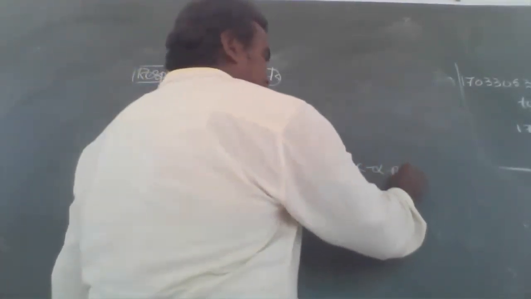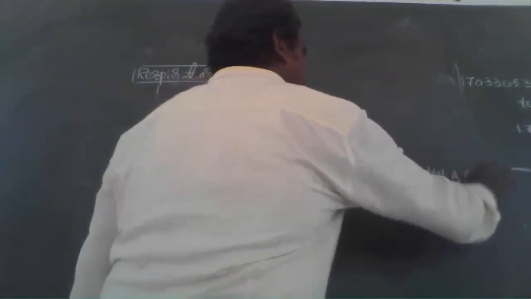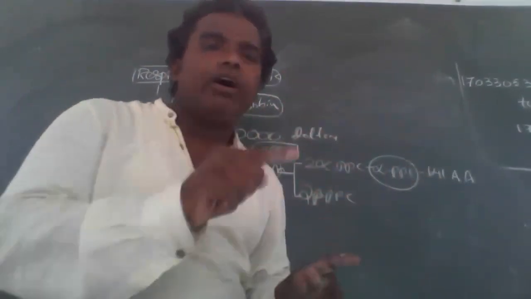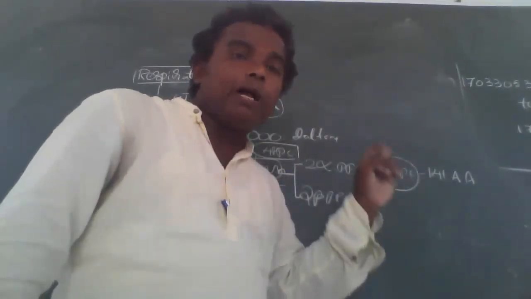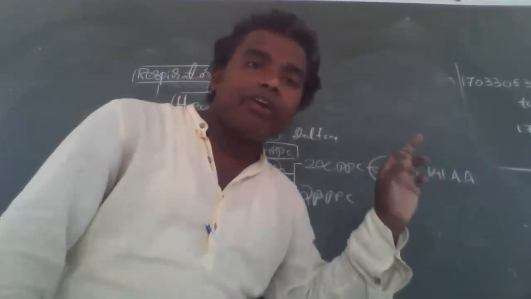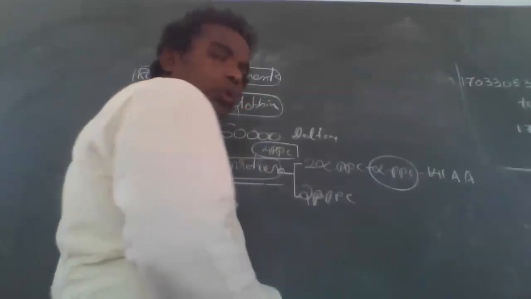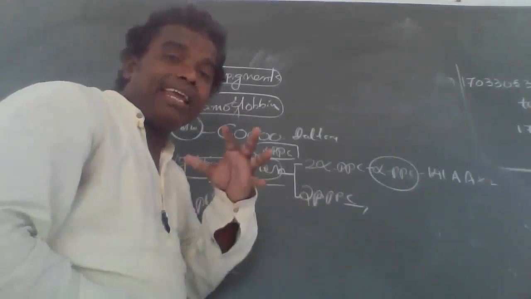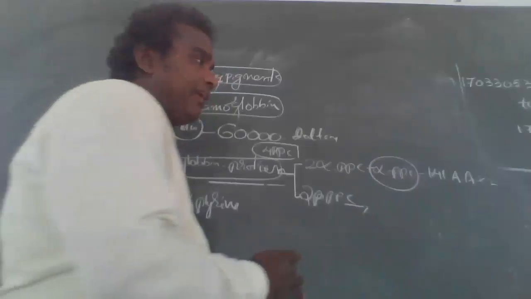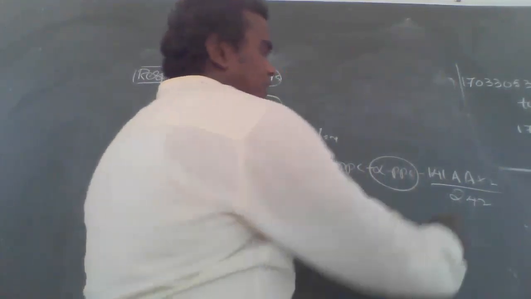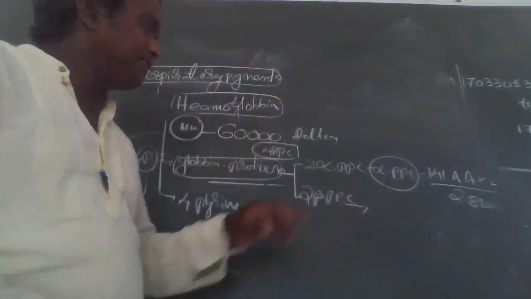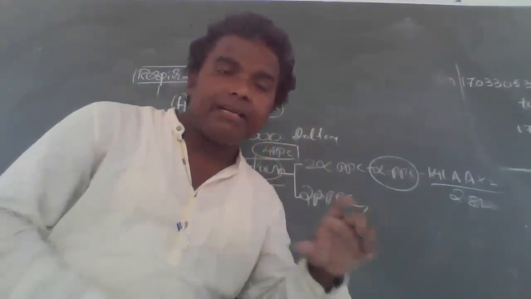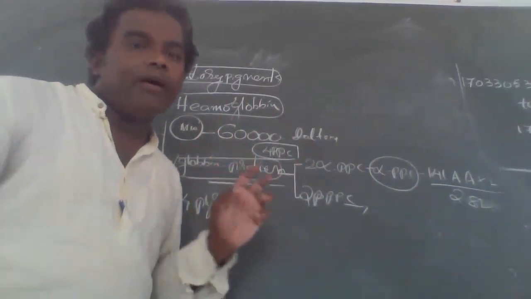Next, each alpha polypeptide chain contains 141 amino acids. Each polypeptide chain is made up of how many amino acids? 141 amino acids. Many times the question is asked: how many amino acids are there in the 2 alpha polypeptide chains? Into 2, that is 282 amino acids in total. Once more, 1 alpha polypeptide chain is made up of 141 amino acids.